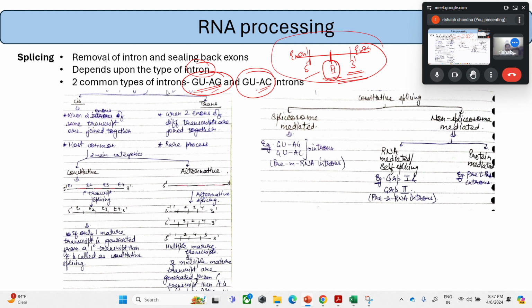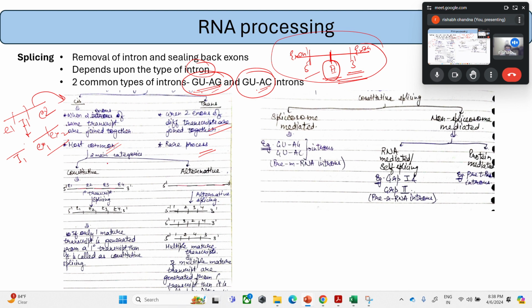Splicing can be cis or trans. Cis means when two exons of the same transcript are joined together. For example, here we have exon 1, here we have exon 2, with intron 1. Intron 1 is removed, and exon 1 and exon 2 are linked together. This is called cis splicing. In trans splicing, two exons from two different transcripts are joined together. We'll see this in a bit more detail, and this is a rare process. The most common is cis splicing.